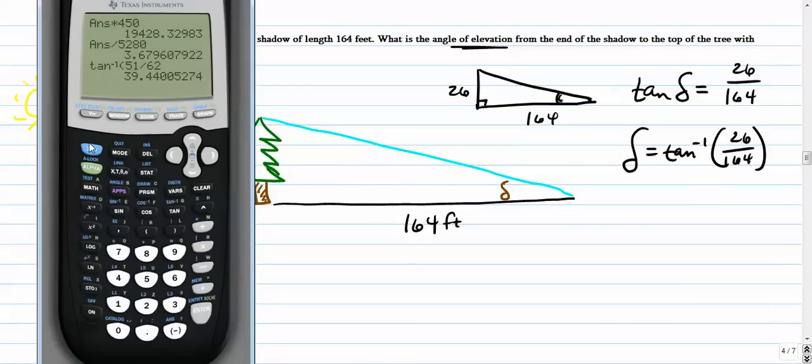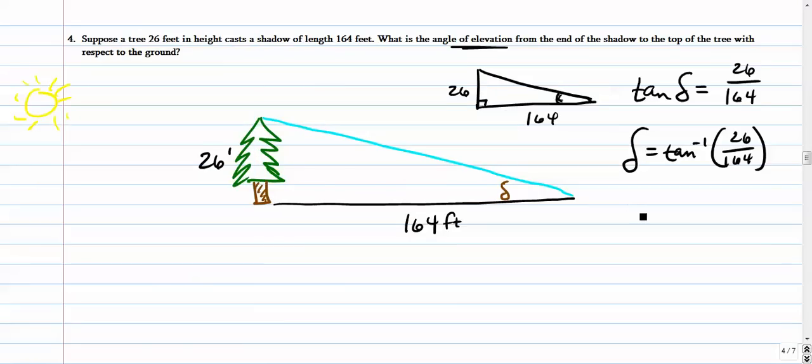So we go and hit the right buttons here. Inverse tangent is basically second tangent. And we get just about 9 degrees, a little over 9 degrees, 9.009 degrees. So delta is 9.009 degrees. So that's this little tiny little angle right in there.